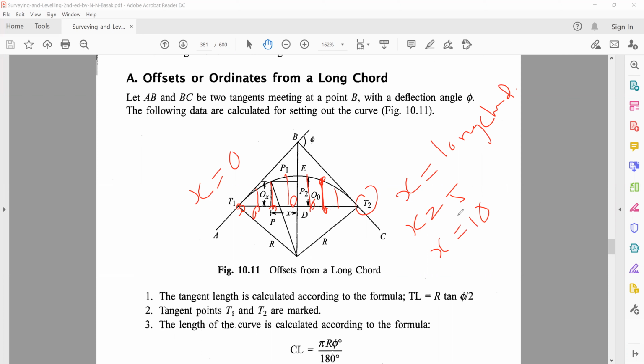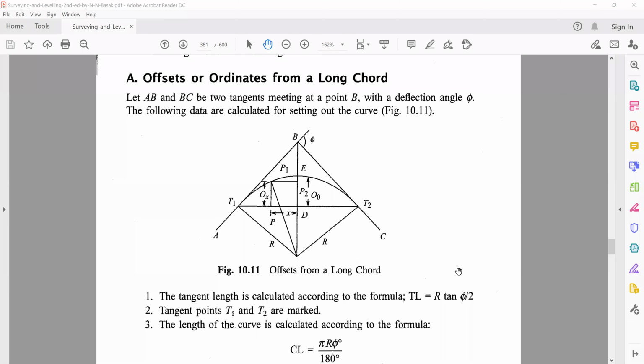And obviously the maximum offset that you will have would be at a distance x equal to the length of the long chord divided by 2. At the point D, you would have the maximum value. So this is how this works.